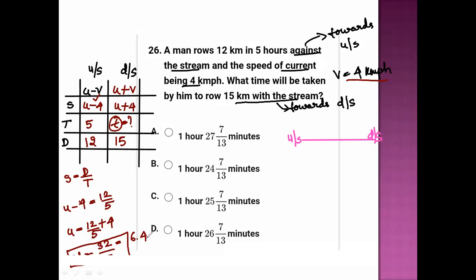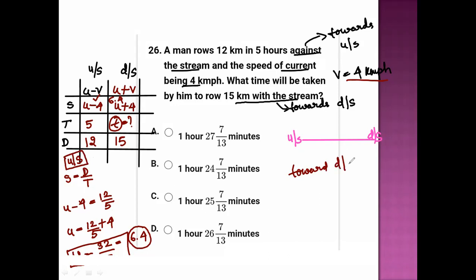This much you should know here. Now you got 6.4. Now I'm taking towards downstream. From upstream I have calculated the u value, that is the speed of the boat in still water.